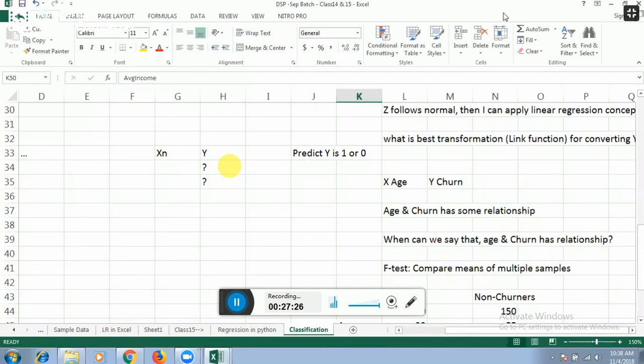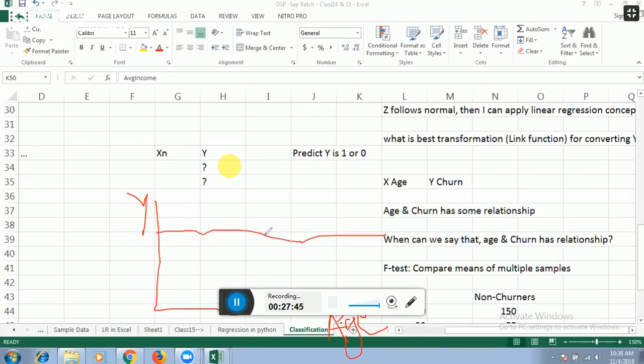So now if I consider this concept, let's assume that I have the age and the churn variable. So the age is your X variable and your Y is churn, assuming that there is a relationship. The relationship is, for example, the churners are more if the age is high. The churners are more when the age is high.